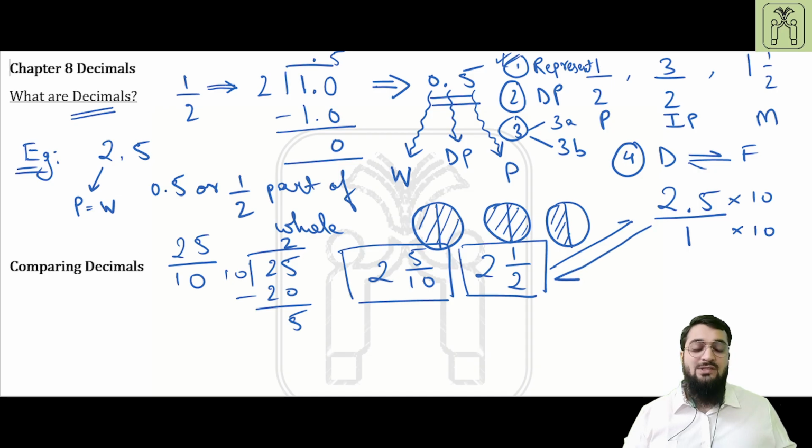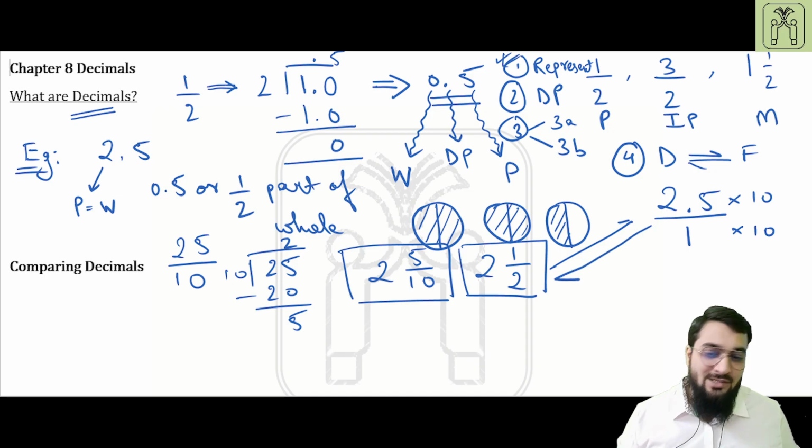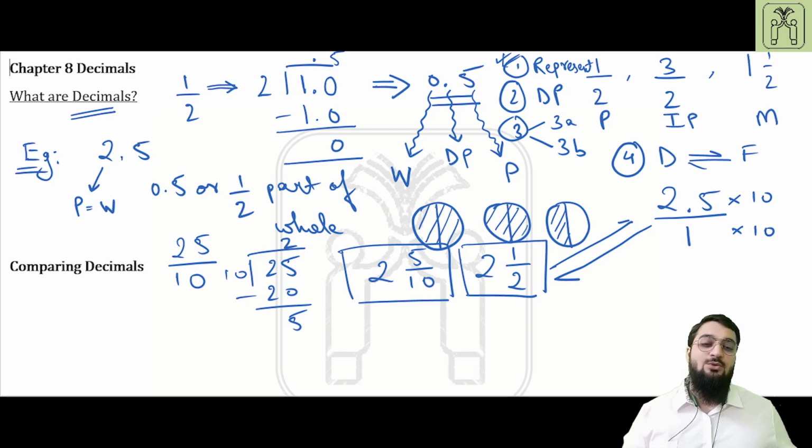So I hope you understand how to convert a decimal into a fraction and how to convert a fraction into a decimal. So these are the 4 points which you can understand with only one example, that is 1 upon 2 and any other, 3 upon 2, 1 upon 2, any other.